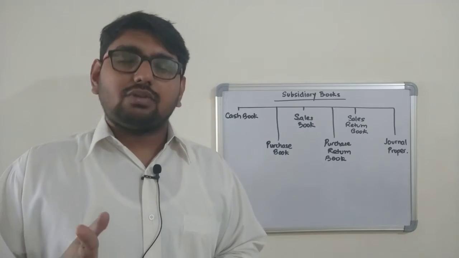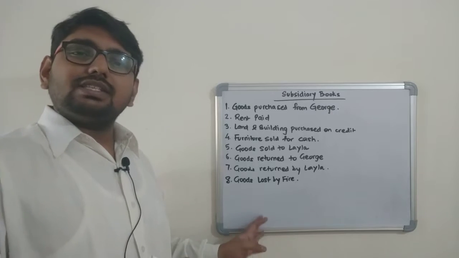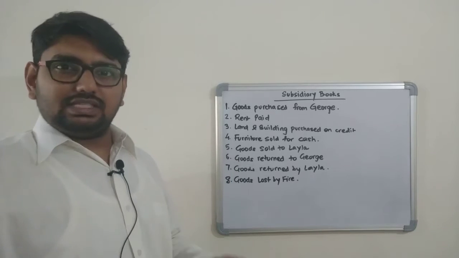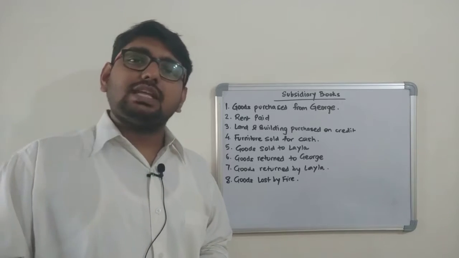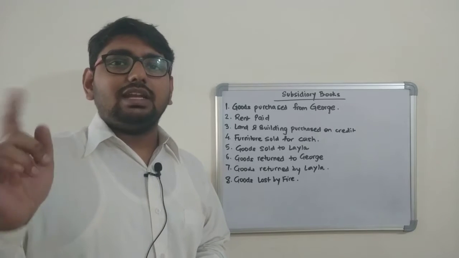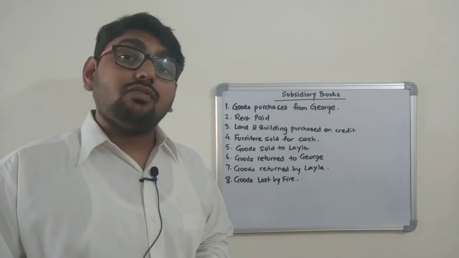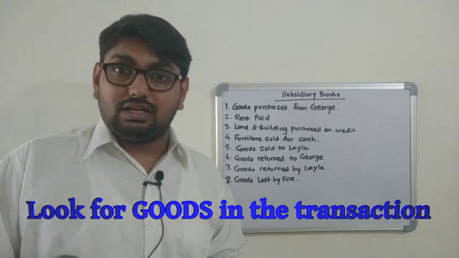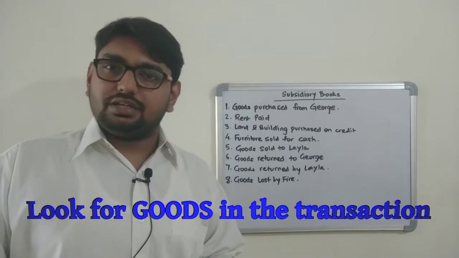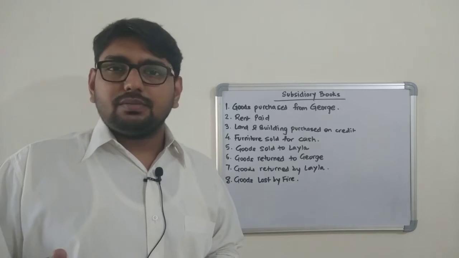In order to understand how to classify your transaction into various subsidiary books, let us take an example. So this is the example that I have taken. Let us classify these transactions into various subsidiary books. It's very easy to understand. So the first rule that I always tell my students is to find whether there is any cash involved in it. If cash is involved, it directly goes into the cash book, so you don't have to bother your brains anymore. But if cash is not involved, then find whether goods are involved in it. And if goods are involved, it has to go into the purchase book, sales book, purchase return book or sales return book. And if goods are also not involved, it definitely goes into the journal proper. Simple? So let us see.